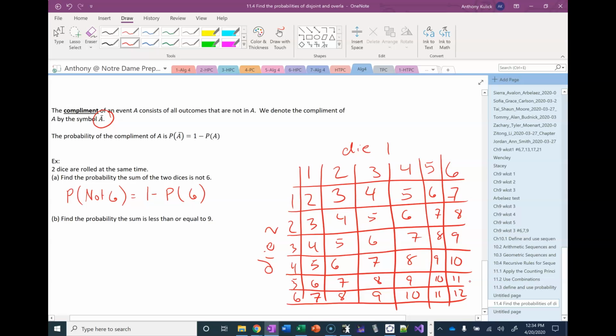Okay. So what I need then is the probability of getting a 6. So we need to count up the number of ways to get a 6. So I count 1, 2, 3, 4, 5 ways of getting a 6, or of the sum being a 6. 1 minus 5 out of 36. So that gives me 31 out of 36. Okay.